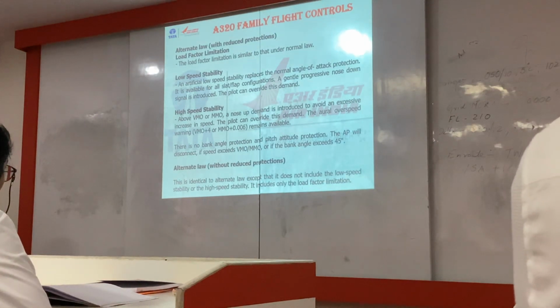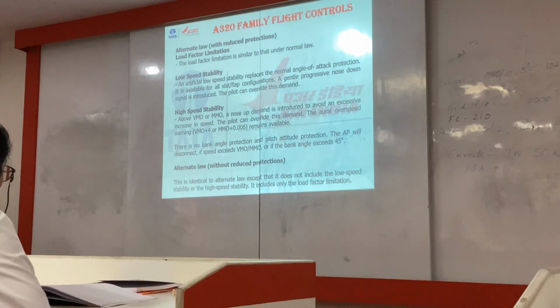Low speed stability. Here the low speed stability comes into the picture. Artificial low speed stability replaces the normal angle of attack protection. It is available for all flap configurations. A gentle progressive nose down signal is introduced. The pilot can override it. Then high speed stability is similar to normal law.